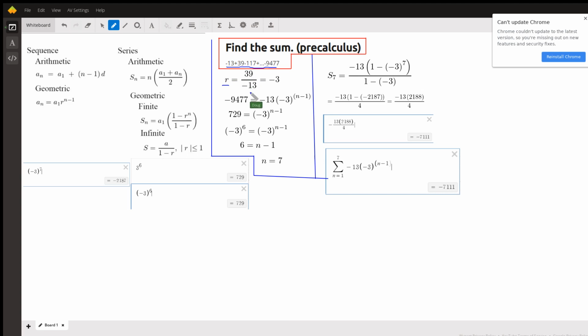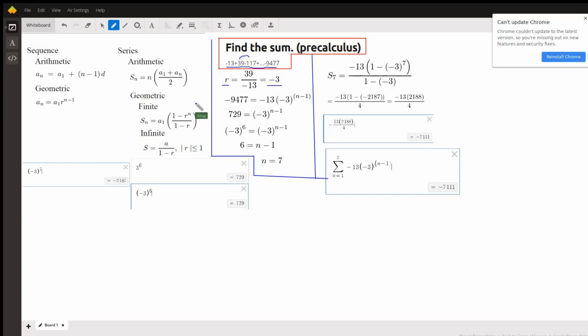So 39 divided by -13 is -3, and you can do a double check to see that -3 times 39 is -117. Okay. Of course, you could just list all the numbers from -13 multiplied by -3, put them in a column, and add them up. But the idea is to use a formula. Okay, and here's the formula we're going to use.